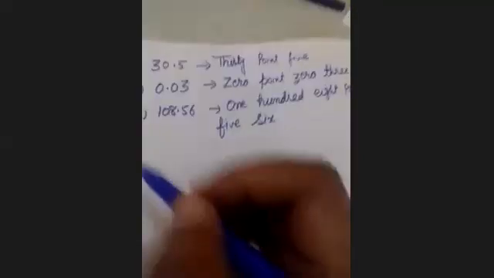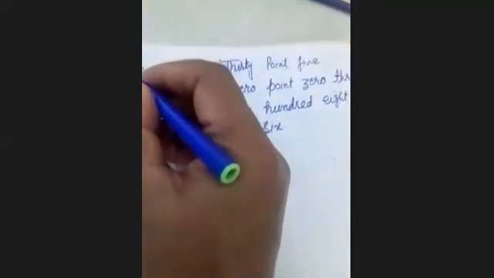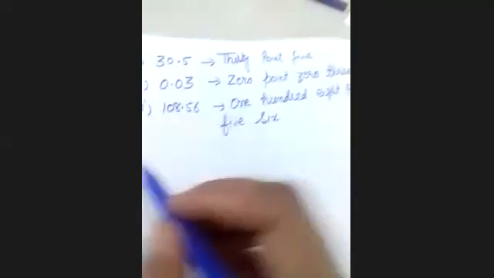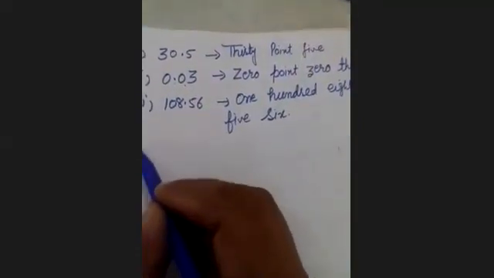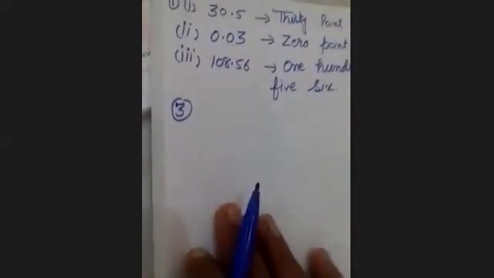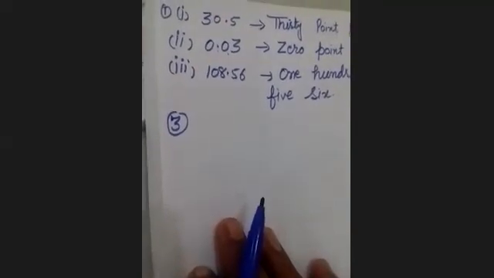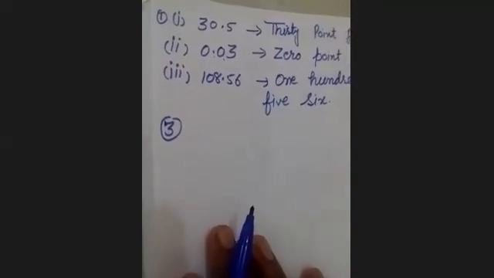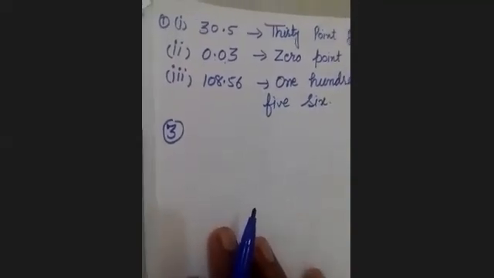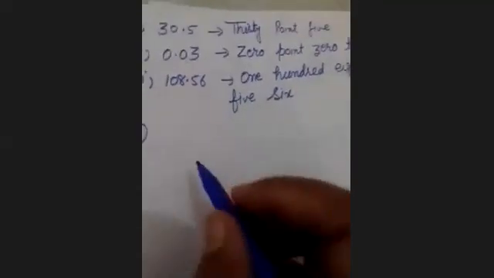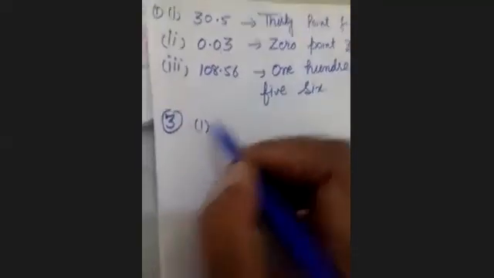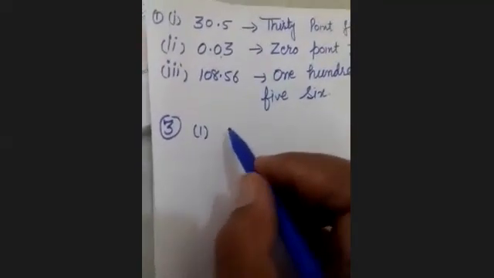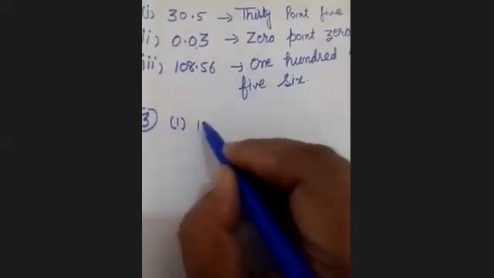Next is third question. Third question is, write the following decimal numbers in expanded form. So how can we expand the decimal numbers? Your first number is 123.7.